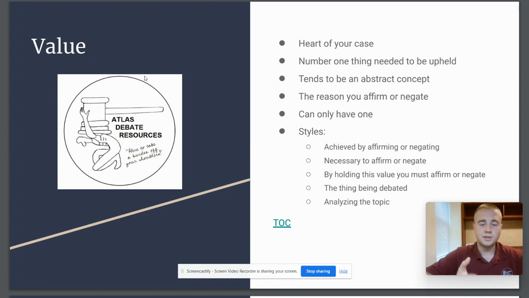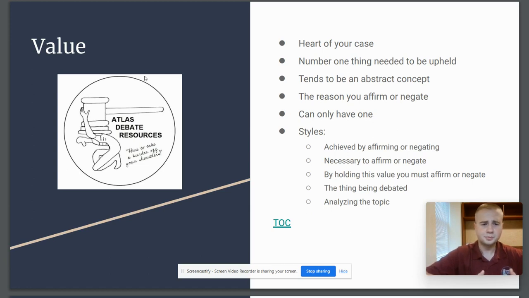So, first up is the value, and I ask you to imagine that the case is like a human body. Each part of the case is a part of the body that's necessary to make the body continue moving. The resolution, as stated before, is the brain. What that means is that the resolution thinks and orders everything else to go. The rest of the body wouldn't be able to do anything if the brain wasn't asking it to do things.